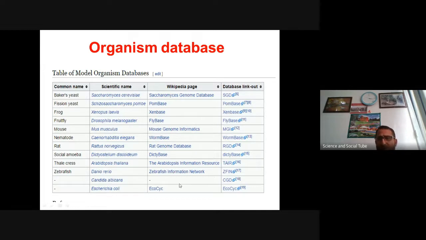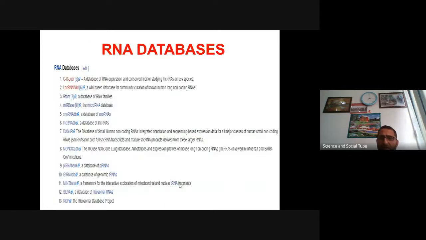So an E. coli database is there, if people are interested in E. coli: which genes are there, how many genes, what is their function, what are their proteins, their pathways, their protein-protein interactions. Everything you can get, if it is available, if it has been done. So based upon the model organism, they have given names to the databases.